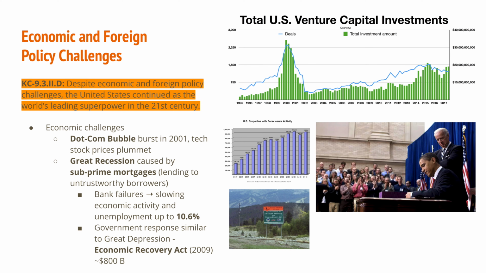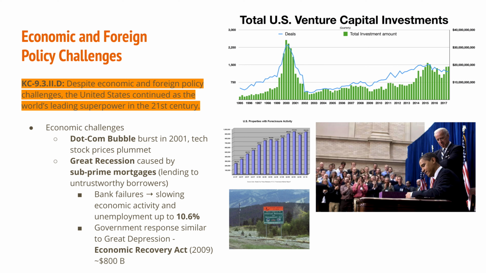This was when banks were lending money to untrustworthy borrowers because investment banks were buying those mortgages from the banks as a way to make money. Eventually, those untrustworthy borrowers stopped paying their mortgage, which led to a lot of toxic assets in the books of investment banks and regular banks. This led to bank failures, which led to a slowing of economic activity and unemployment, which went all the way up to 10.6%.